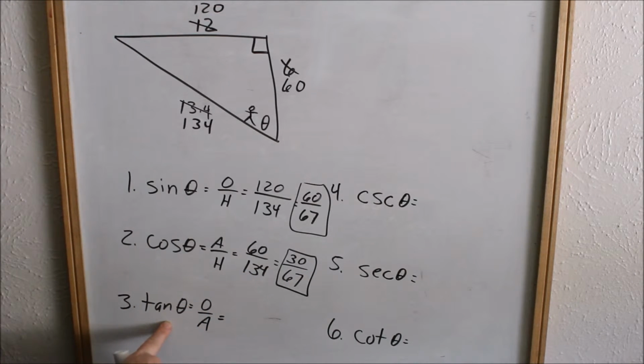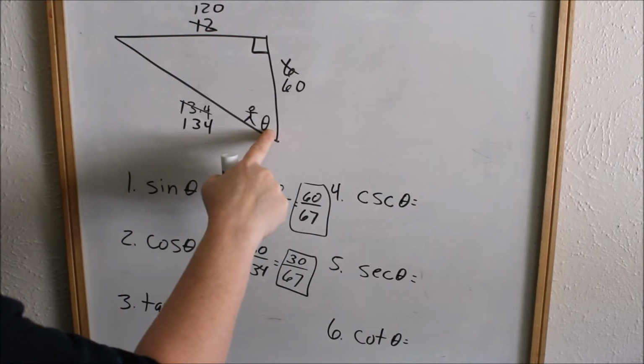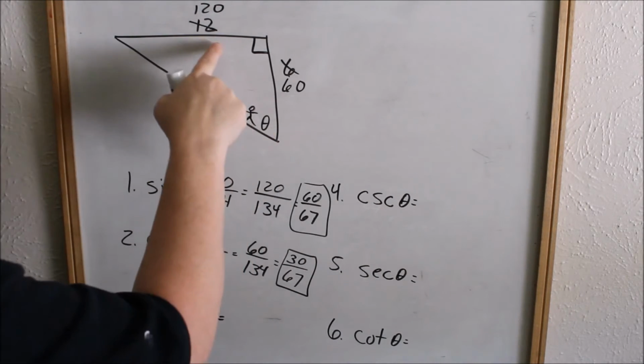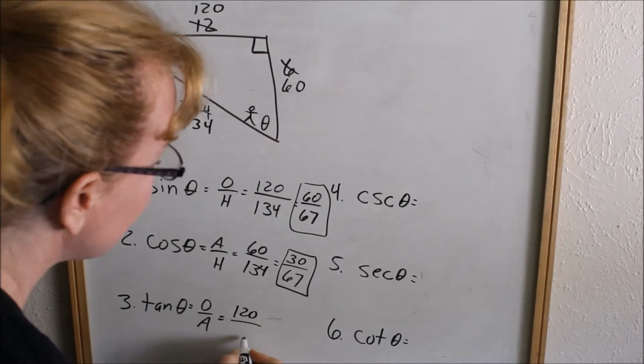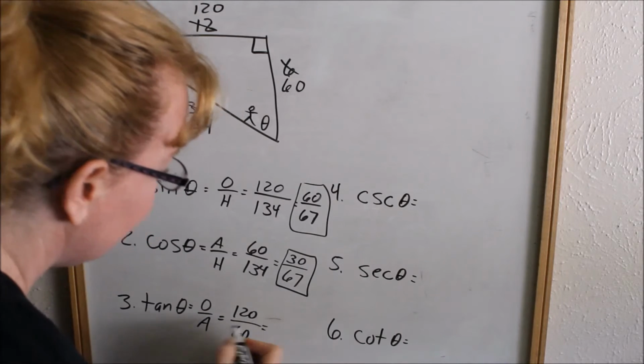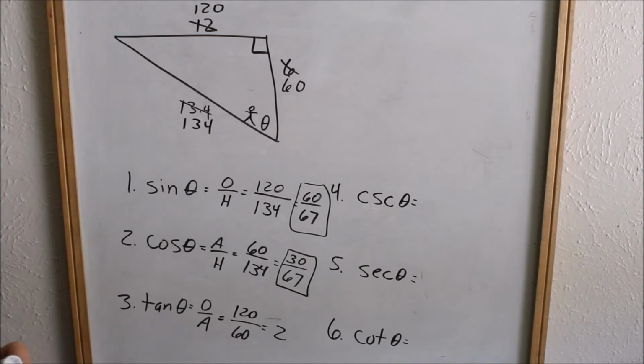Okay, looking at tangent. If we're standing here at theta, tangent is opposite over adjacent. What's opposite of us is 120, and then the side adjacent to us is the 60. That actually divides out to 2. 120 divided by 60 is 2. So you can leave it as 2.